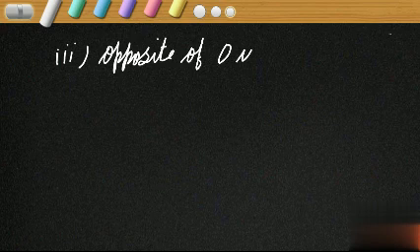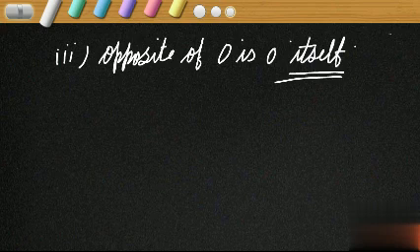Okay. C, no? Round number 3. What happened? This screen sometimes functions like this. Okay, third one. Opposite of zero is 0 itself. Opposite of 0 is 0 itself.